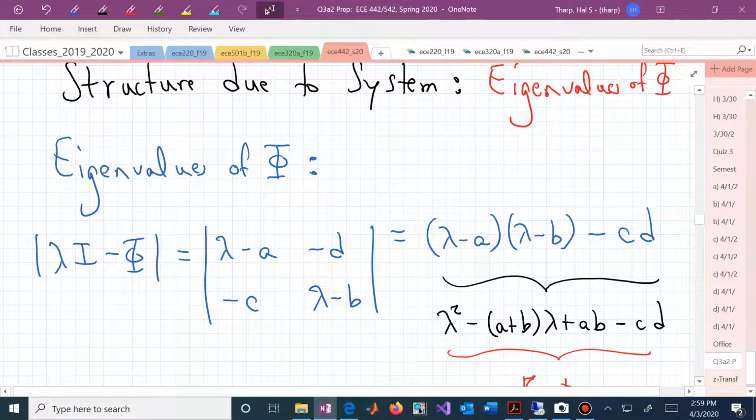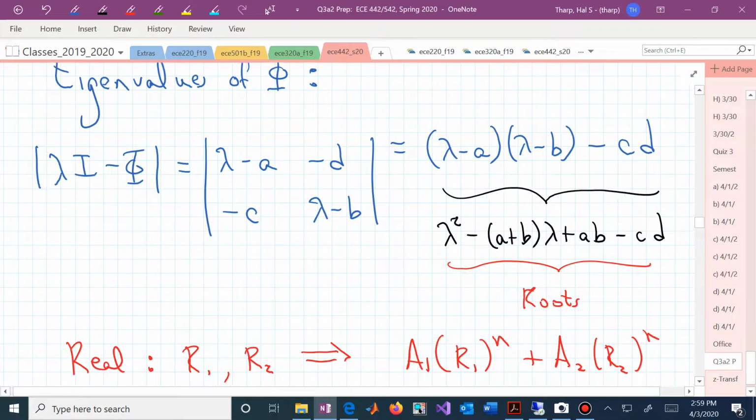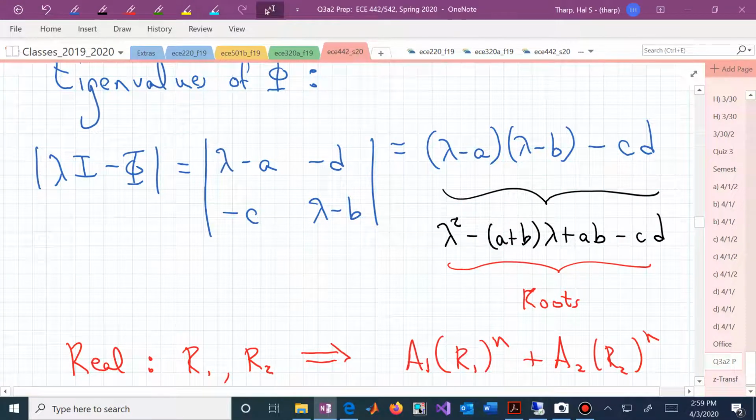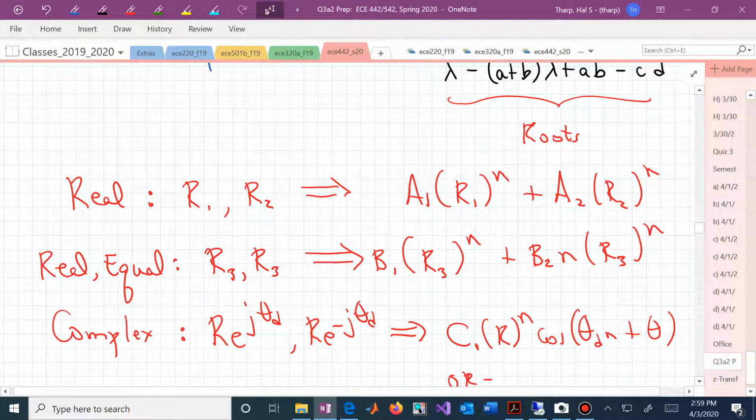The eigenvalues of phi are found from the determinant of this 2 by 2 matrix, lambda I minus phi. That's the product of the diagonal terms minus the product of the off diagonal. That gives us this quadratic equation. We can find the roots, and if those roots are real, then we know the structure due to the system. Again, you would have to add in or combine with that the structure of the input, little r of n.